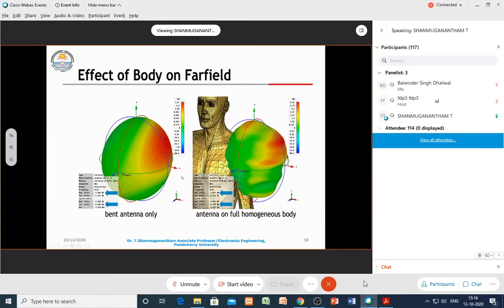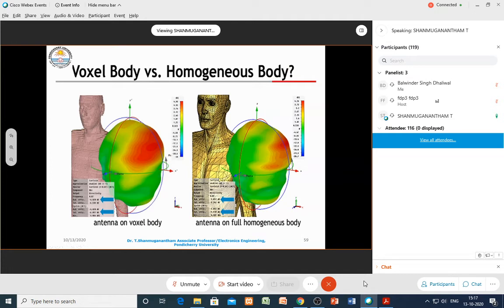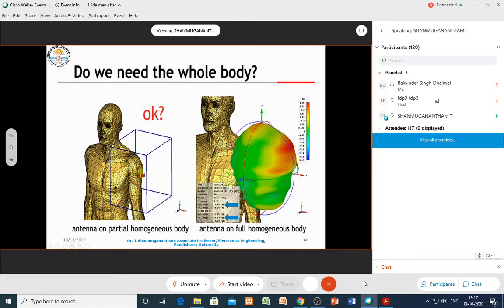And then this is the effect of the human body on the far field. That is when the antenna is bent, on a full homogeneous body, the maximum is 4.2 dBi here, and 1.57 dBi of gain. This is the comparison of voxel body and homogeneous body. Here also it is 4.5, and this 4.28 is the maximum. We need a whole body or a semi body. A semi body is also okay, but the full homogeneous body is also needed for some of the cases.